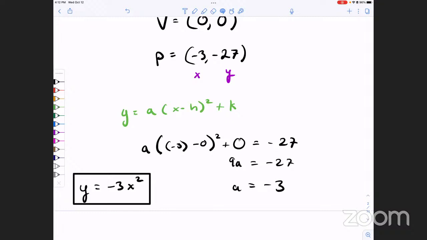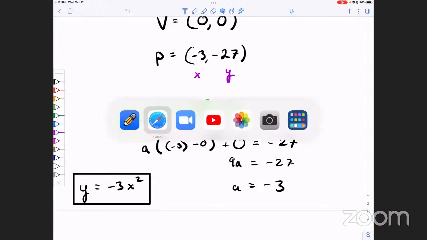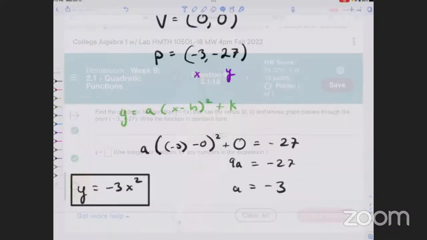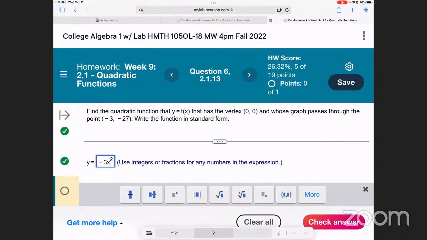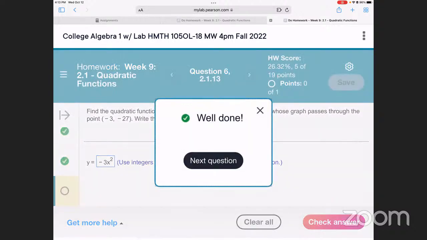So we got -3x squared. Let's hop back to Pearson. So we got negative 3x squared. Find a quadratic function that has this vertex. So notice that when x is 0, y is 0. When x is negative 3, squared is 9. 9 times negative 3 is negative 27. All right, so this quadratic works for both of those points. We're going to go with it.